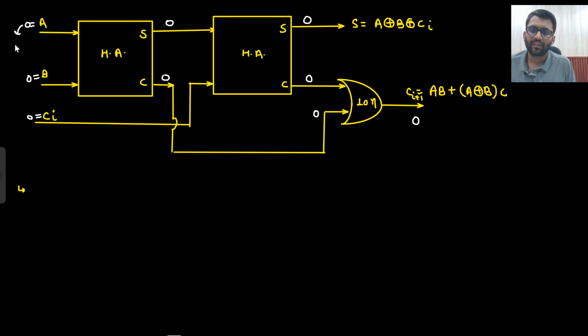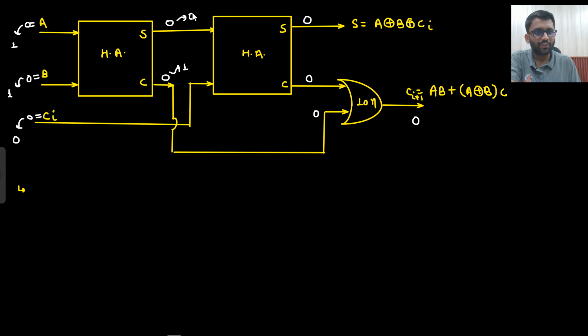So this has become 1, this has become 1, and this has become 0. So what will be your sum? If you talk about this half adder, 1 plus 1, sum will be 0 and carry is 1. Do you understand this point? In this half adder 1 plus 1 is fed, so sum is 0, carry is 1.